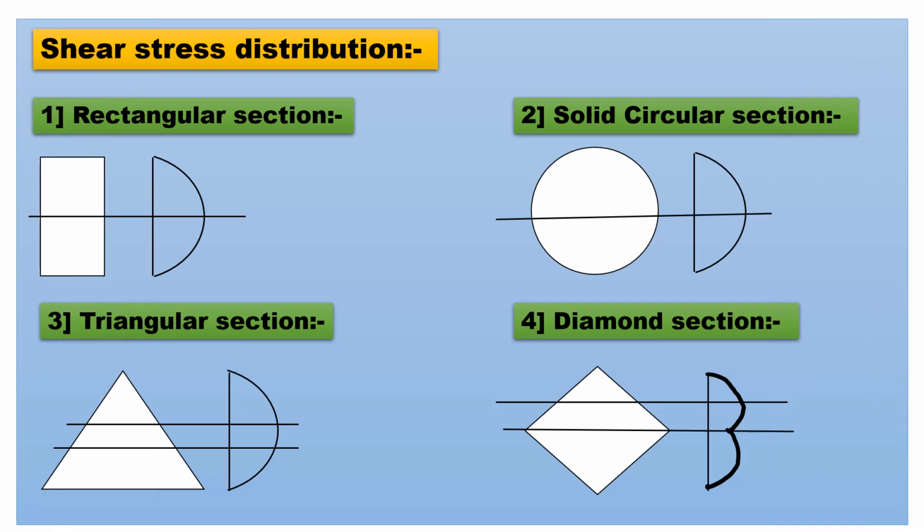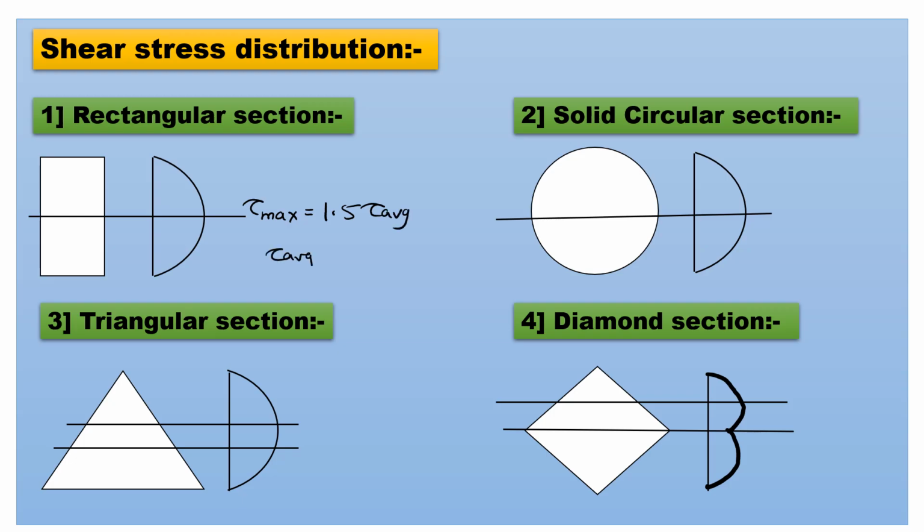Then next is shear stress distribution. To know the concept behind shear stress distribution, here we discuss four sections. First one is rectangular, then solid circular section, triangular section, and diamond section. In shear stress distribution, we find at which point on the section the shear stress is maximum or minimum. Here in case of rectangular section, the tau max is present about its neutral axis, which is 1.5 tau average.